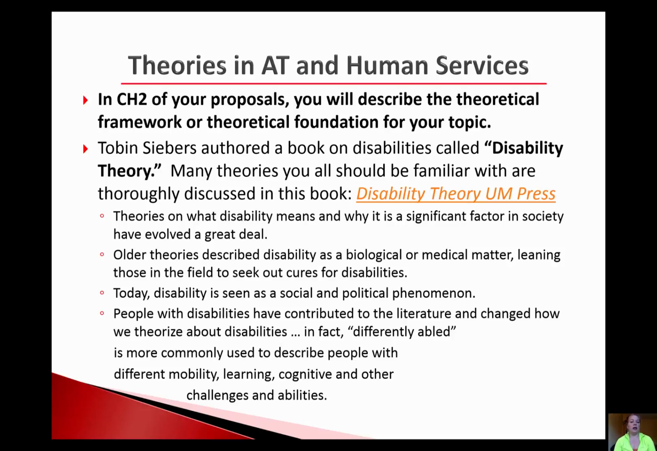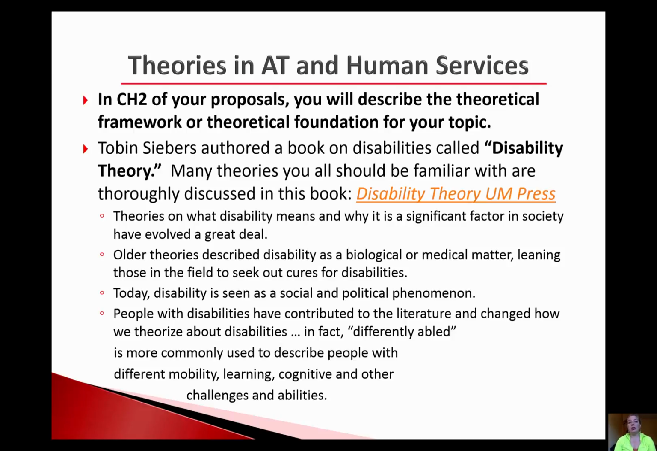It's also on Amazon.com. Theories on what disability means and why it is a significant factor in society have evolved a great deal. Older theories describe disability as biological or a medical matter, leading those in the field to seek out cures for disabilities. Today, disability is seen in the theoretical notions about disability as a social and a political phenomenon. People with disabilities have contributed to the literature and changed how we theorize about disabilities.